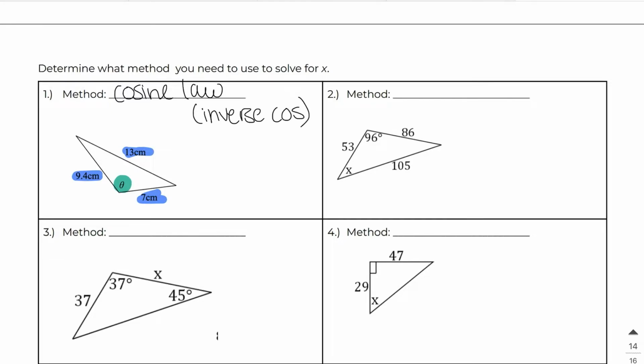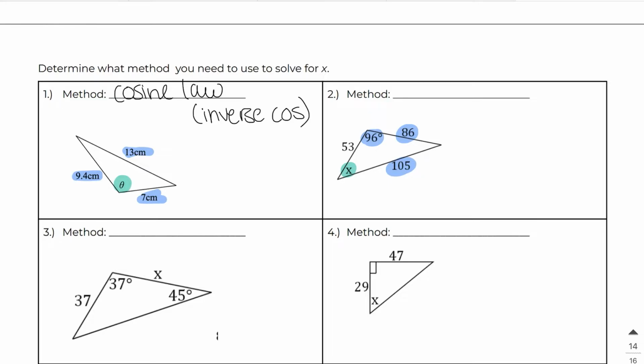All right, let's take a look at our next one. In our next one, I'm given an angle and its opposite side. I'm also given another side. So here I have a matching pair. I'm also given another side, and the angle that's across from it is what I want to find.